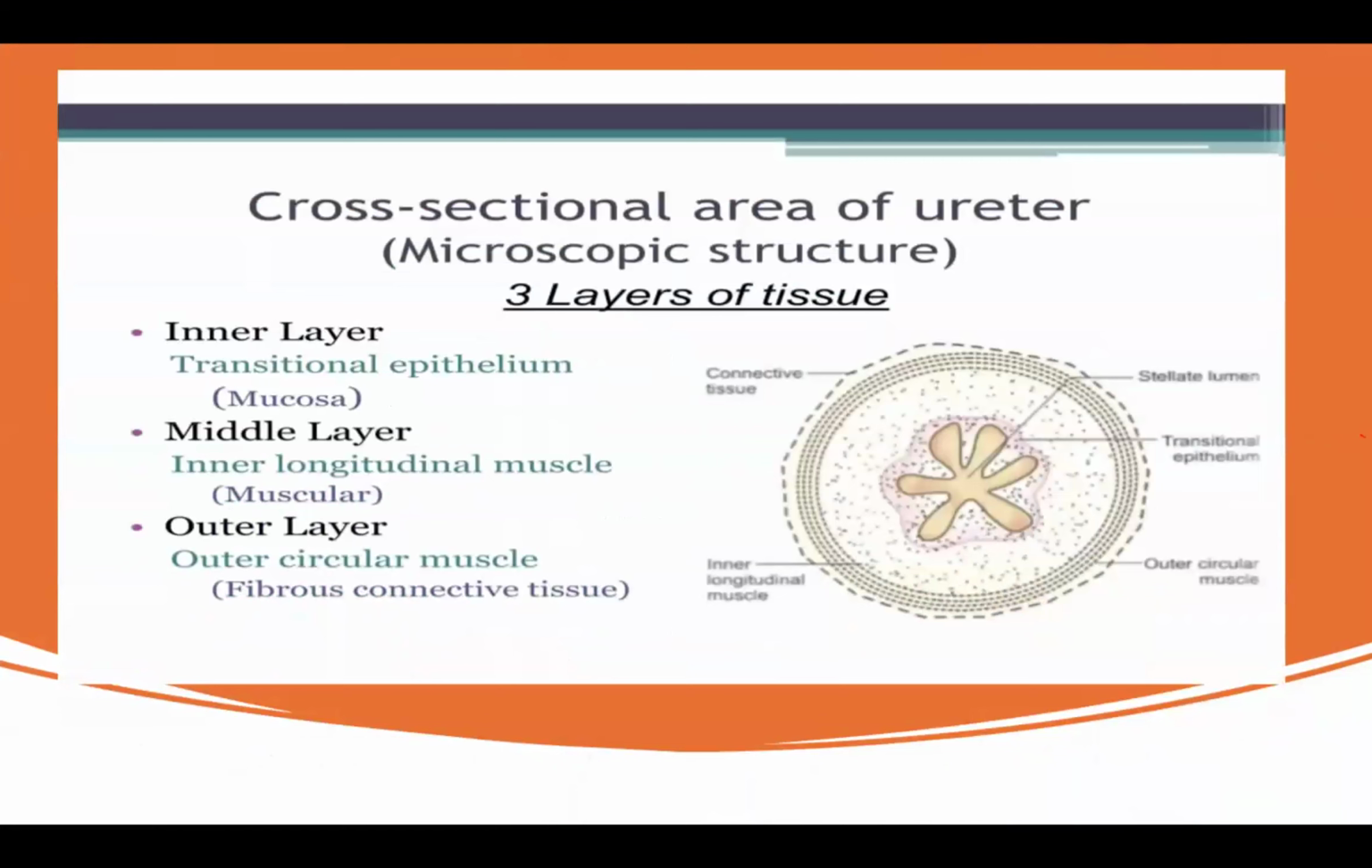Next, cross-sectional area of ureter. Microscopic structure. 3 layers of tissue. Inner layer, transitional epithelium. Middle layer, inner longitudinal muscle. Outer layer, outer circular muscle.